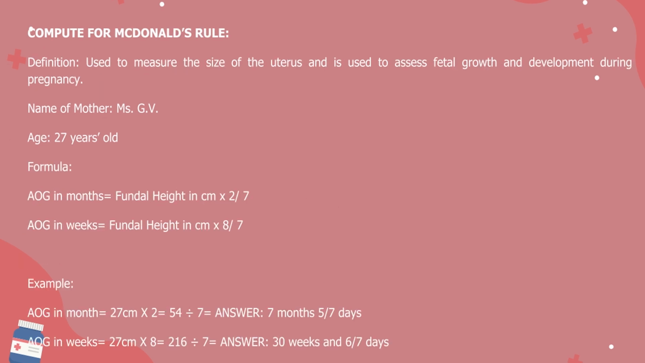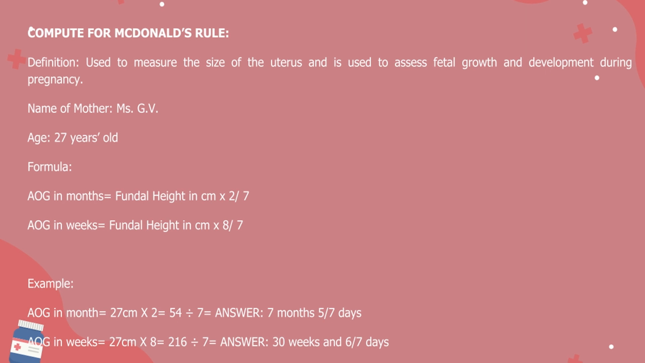For the AOG, or McDonald's rule, the formula is fundal height in centimeter times 2 over 7. And for the weeks, it's fundal height in cm times 8 over 7. So let's try solving this. Since we know her fundal height is 27 centimeter, let's put that in. So 27, we're trying to solve in months by the way, times 2, so that's 54. Divided by 7, you get 7. And the remainder is 5.